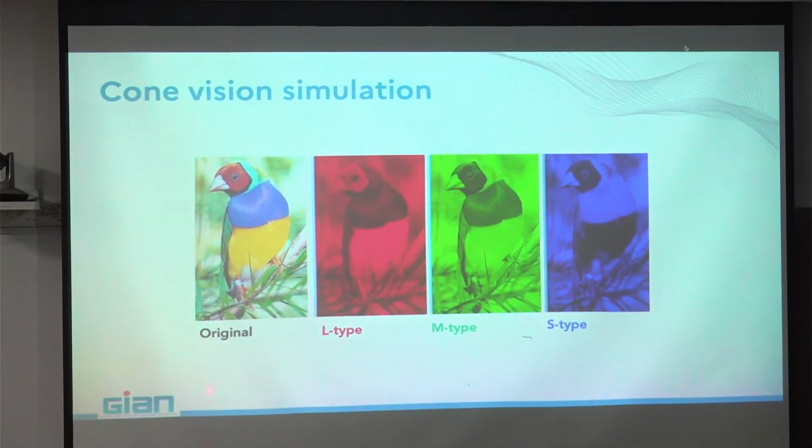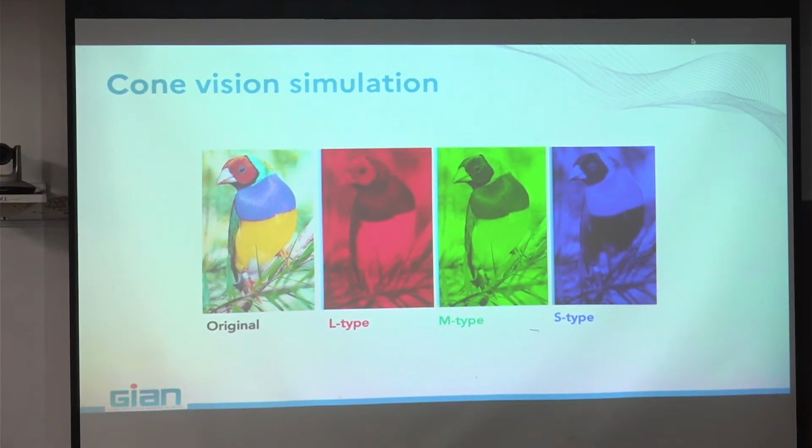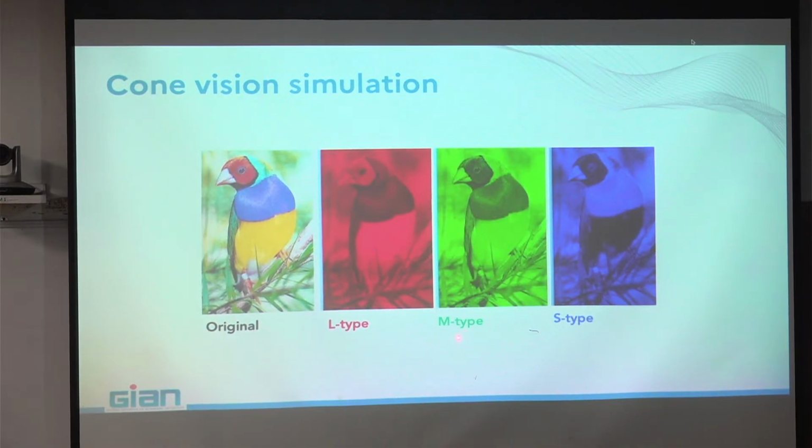Well, this is a computer simulation. This is the photo of a bird, and this is what the L cone, the red cone, sees. This is what the M cone sees, the green, and this is what the blue cone sees. And finally, what your brain perceives is that one.